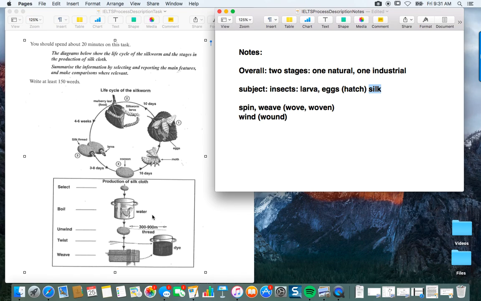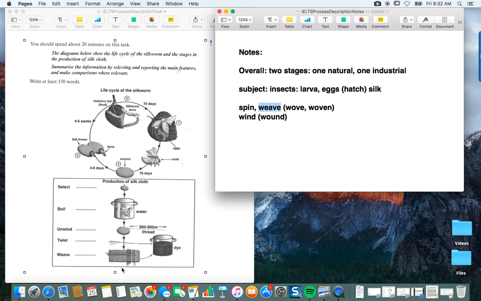And you can see them. Here you've got that they, one, spin, all right? So that's a key word for you. Moths, or sorry, worms, spin a cocoon. That's useful. Another one, weave, all right? That's when you put threads together.